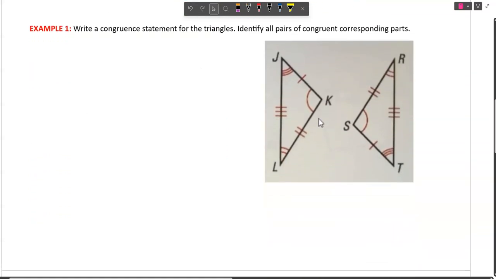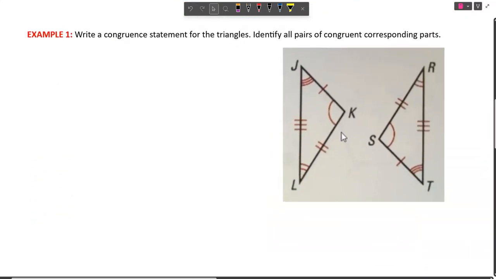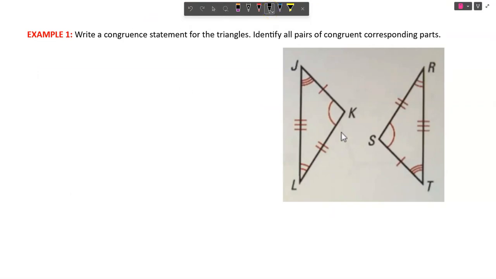So here's our first example. For this first one, it says write a congruent statement for the triangles, identify all parts of congruent corresponding parts. So the first shape on the left here, I'm going to call it triangle JKL. And the order that I pick for the first statement is really not a big deal. The order for the second one is really important. What corresponds to J? Because that will need to be first in my next shape. That would be angle T.